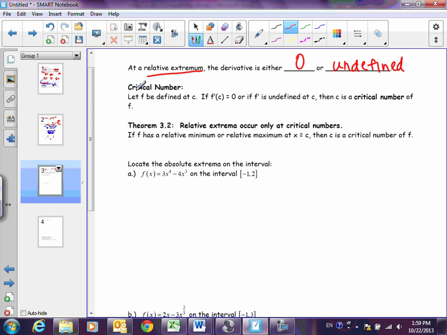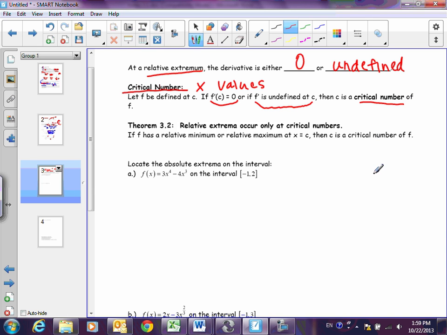And now we're going to put another name to it. This name is called a critical number. Next to this, I want you to write x values, because a critical number is always an x value. It tells me where the max and min is. The y value, though, is the max or min, technically. So it says let f be defined at c. This just means we have a function and there's at least one point. If the derivative is equal to 0, or if the derivative is undefined, then we have a critical number.